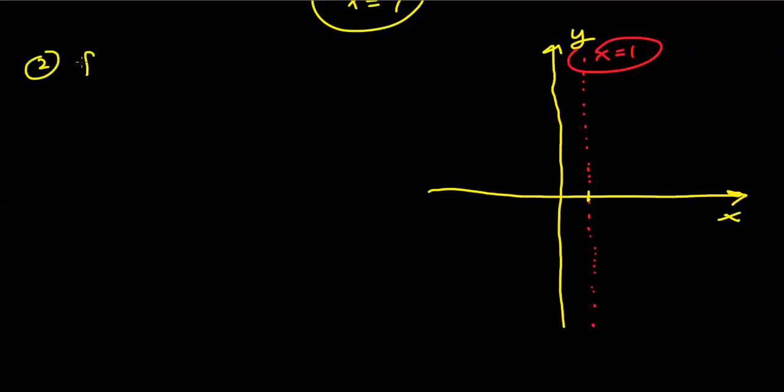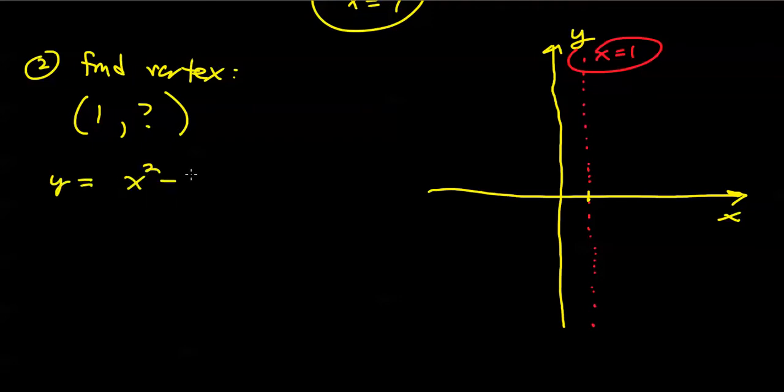Step 2. Find the vertex. Well, the vertex is on the axis of symmetry, is it not? And if the axis of symmetry is the line x equals 1, that means your vertex will have an x-coordinate of 1. So what I have to do is find y when x is 1, and I can do that by plugging 1 into my original equation quite easily, right? What is y when x is 1? Just plug in x equals 1 and find out.